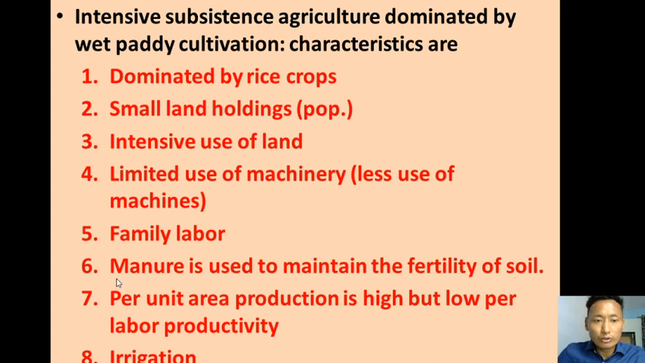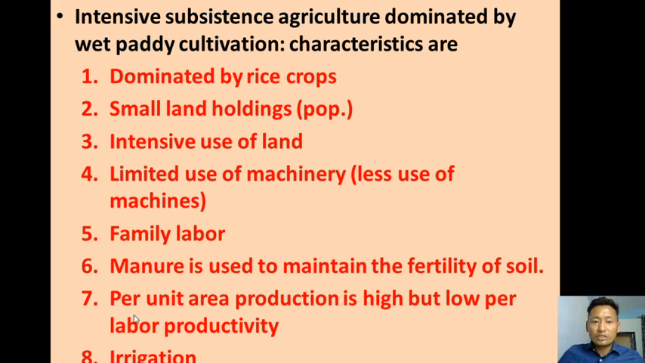So manure means, we know that biologically decomposed matter is called manure. So these farmers are putting manures in the field in order to maintain the fertility of the soil. Here, the per unit area production is high, but the labor productivity is low.